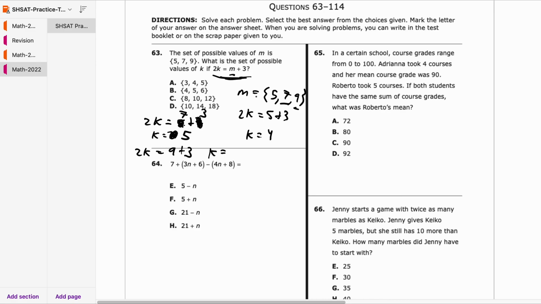Okay, so now back to our final case when m is equal to 9. We have 2k is equal to 9 plus 3, so therefore k is equal to 6, right? We're solving for k. So in our first case, we had k is equal to 4, second k is equal to 5, third k is equal to 6. So therefore, the set of possible values for k is going to be 4, 5, 6. And that would be answer choice B.